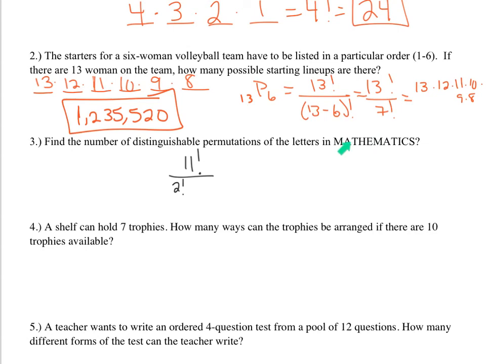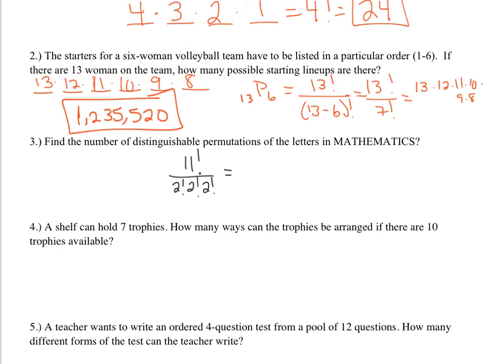And then next up I see an A, and I see another A, so again that repeats 2 times, so I'm going to write 2 factorial again. And then I see that T has repetition, and there are 2 T's in mathematics. And there are no other repetitions in letters.